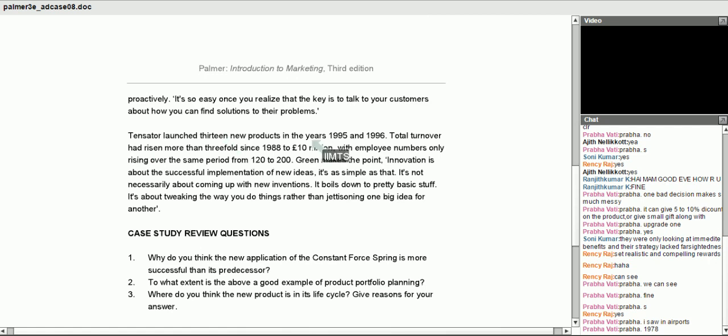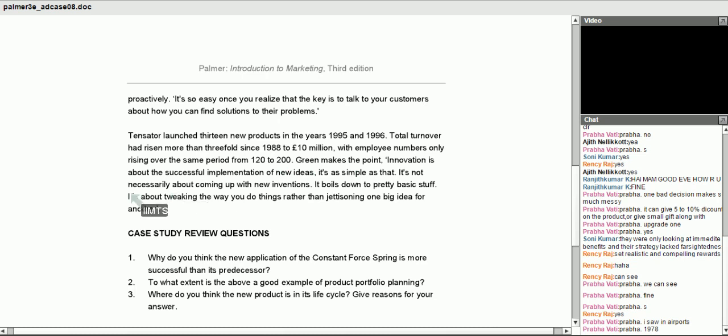Tenzetter launched 13 new products in the years 1995 and 96. Total turnover had risen more than threefold since 1988 to 10 million pounds, with employee numbers only rising over the same period from 120 to 200. So the number of employees hasn't increased considerably. Just 80 new employees have been added in the company, but the turnover has increased by a lot.